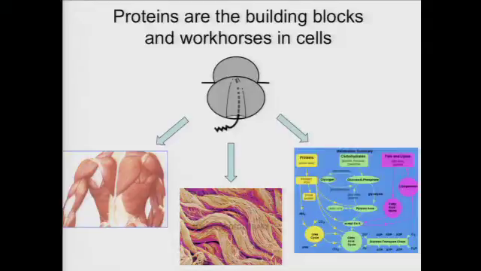And the vast majority of the proteins that we make, in fact, over 95% of them, are actually enzymes that carry out the myriad of biochemical transformations in our body. So these proteins are really the workhorses and the building blocks that actually allow us to survive and function. So it's easy to appreciate why making protein is important.